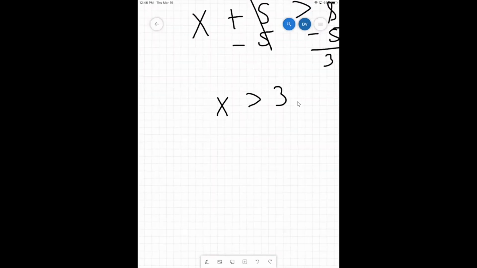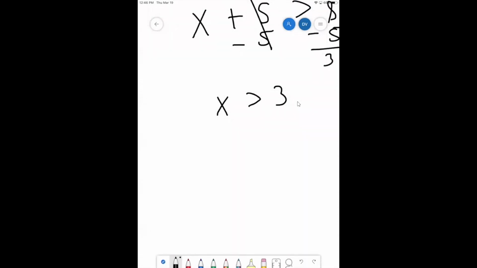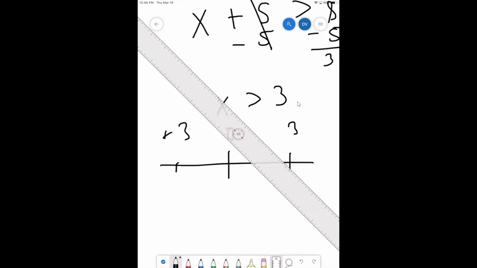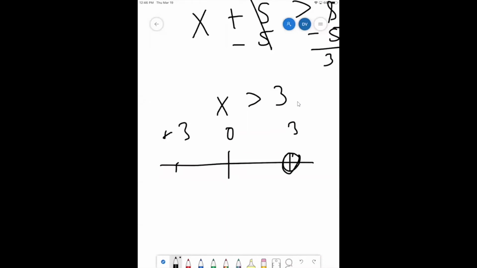How do we graph that? Draw our number line. 0, 3, negative 3. So here's 3 with our open circle because 3 is not included. And we're going to include all numbers greater than 3 because that's what makes the statement true. So we'll be drawing our arrow to the right.